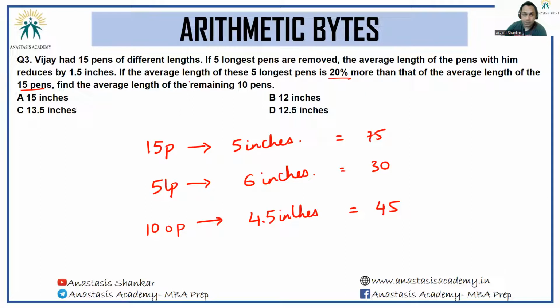Okay. Now they are telling me find the average length of the remaining 10 pens. Here they told me if the 5 longest pens are removed, the average length of the pens with him reduces by 1.5 inches. But in our storyline, how much is it reducing by? It is reducing only by 0.5. The reduction is only of 0.5, but according to the question, it should be 1.5. So in order to turn 0.5 into 1.5, what do I have to do? Multiply everything by 3. So finally, when they're asking me average length of the remaining 10 pens, I have to multiply every number, every length that we got here by 3. For the last number, 4.5 into 3, we get 13.5. So answer to the question is option C.